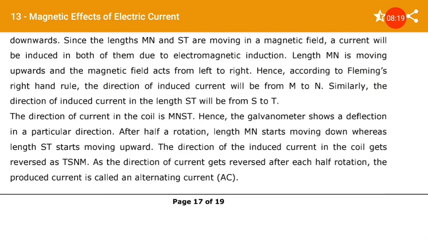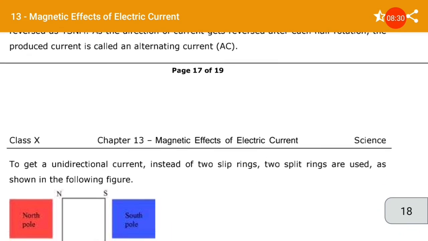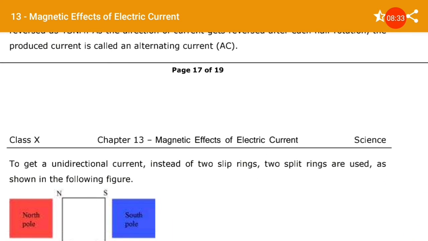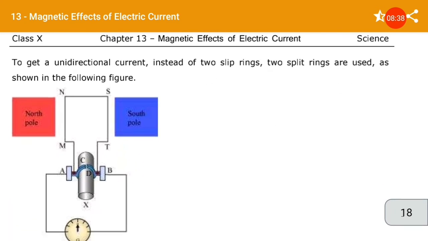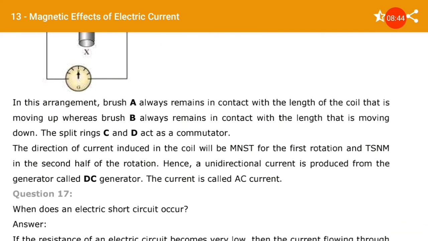So here we can say that the direction of the current in the coil is MnST, and then after it will change into TSMN. So it will be reversed. So to get unidirectional current, instead of two slip rings, two split rings are used, as you can see here. In the arrangement, brush A always remains in contact with the length of the coil that is moving up, whereas brush B always remains in contact with the length that is moving down. And the split rings C and D act as a commutator.